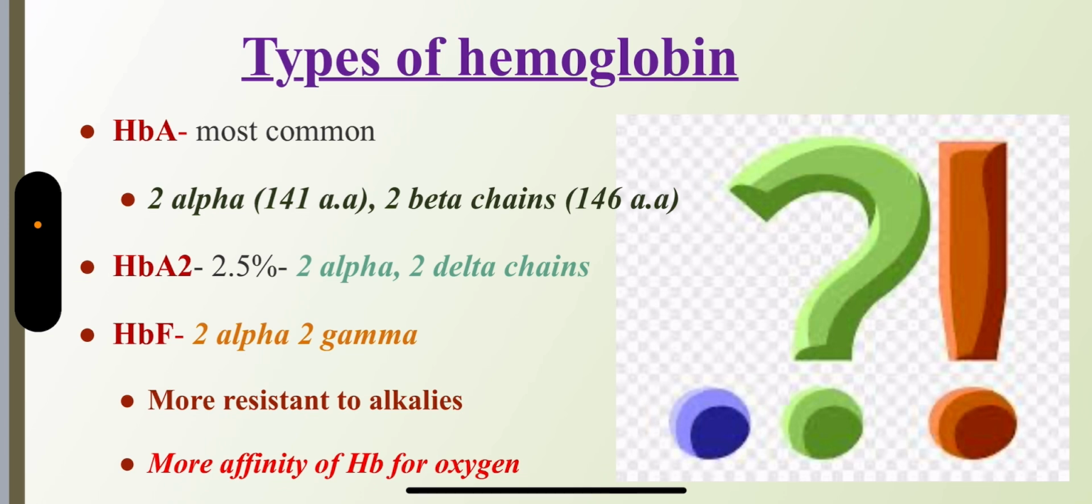So commonly students are asked the question: what are the differences between adult hemoglobin and fetal hemoglobin? So you can simply write that fetal hemoglobin is more resistant towards alkalis, has more oxygen affinity, but the lifespan is less. Lifespan is 120 days for adult hemoglobin, whereas 80 days for the fetal hemoglobin.